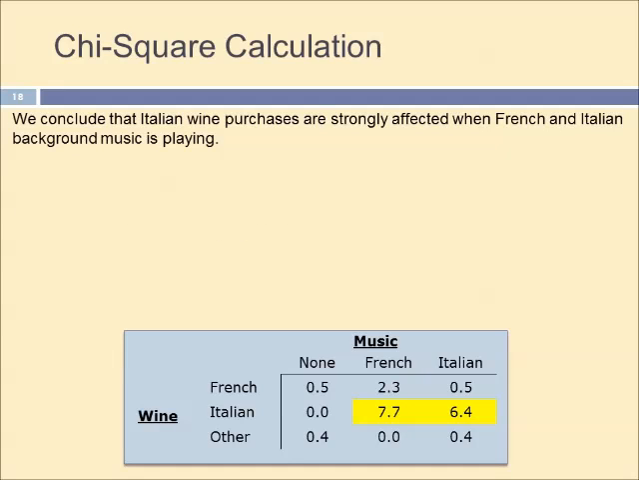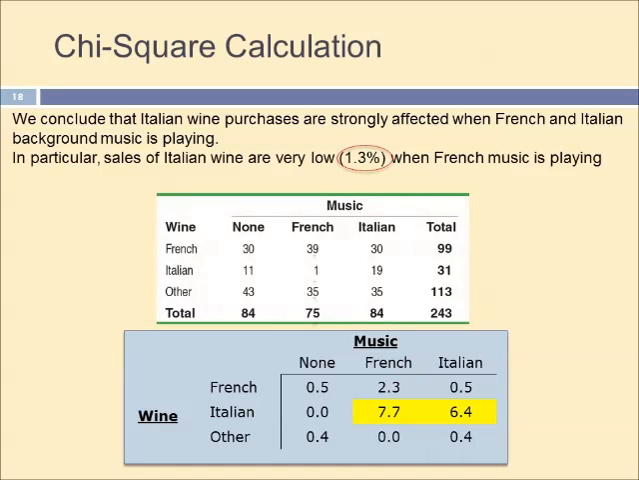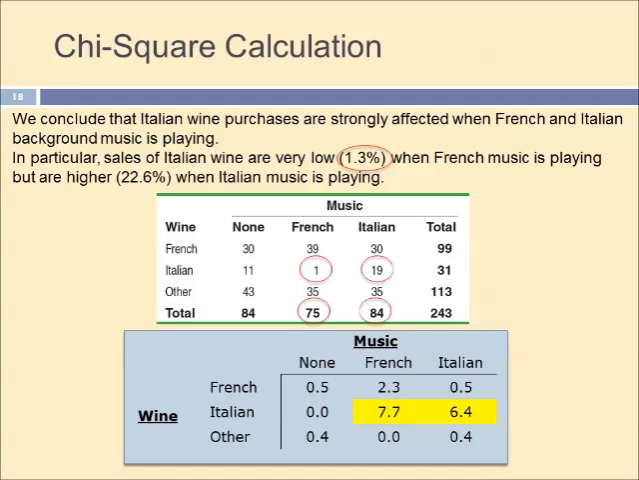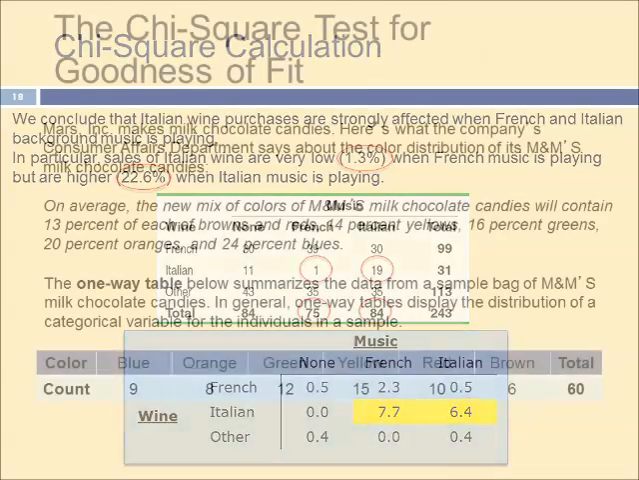So we conclude that Italian wine purchases are strongly affected when French and Italian background music is playing. If we go back to the original table, we note that the sales of Italian wines are very low, 1 over 75, 1.3%, when French music is playing, but are considerably higher, 22.6%, that's 19 out of 84, when Italian music is playing.